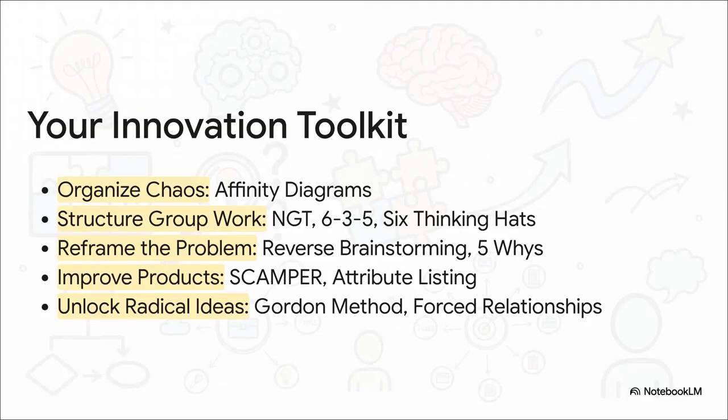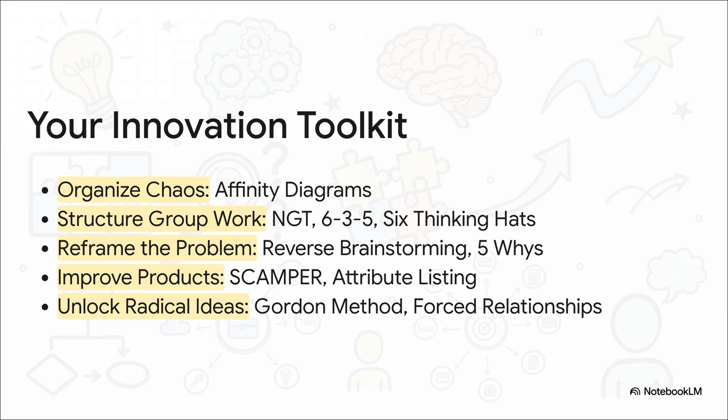So let's wrap this up with a quick summary. If you're buried in messy data, use an Affinity Diagram. If you need a productive group session, pick NGT for making a decision or 635 for generating tons of ideas. Think you're solving the wrong problem? Use reverse brainstorming or the 5 whys. And for improving existing products, Scamper and attribute listing are your best friends.